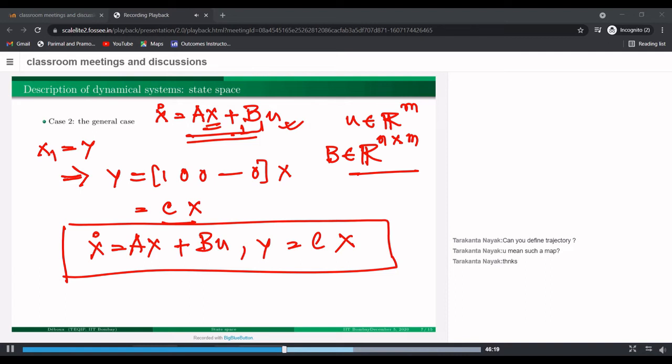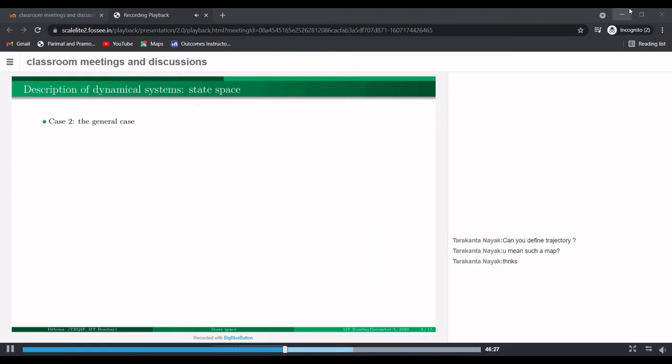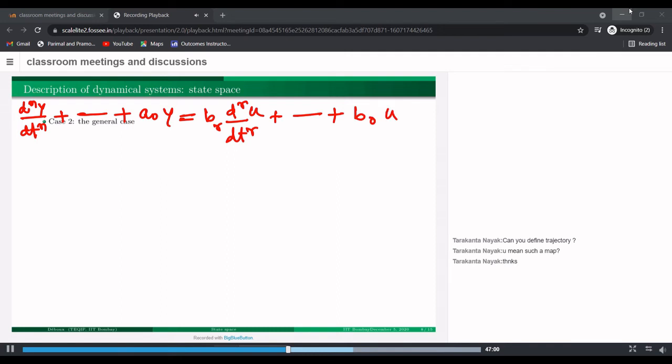Now, if we have the general case, then we have, say, a differential equation. So what we are going to do is, suppose this is my general differential equation: d^n y by dt^n plus dot dot dot up to, I'm not writing all the way, because we have already seen them a couple of times, so I think we are already conversant with this notation, d^r u by dt^r plus dot dot dot up to b0 u. Now using these same coefficients a0 up to an minus 1, suppose we define this new auxiliary equation, which is not given to us.